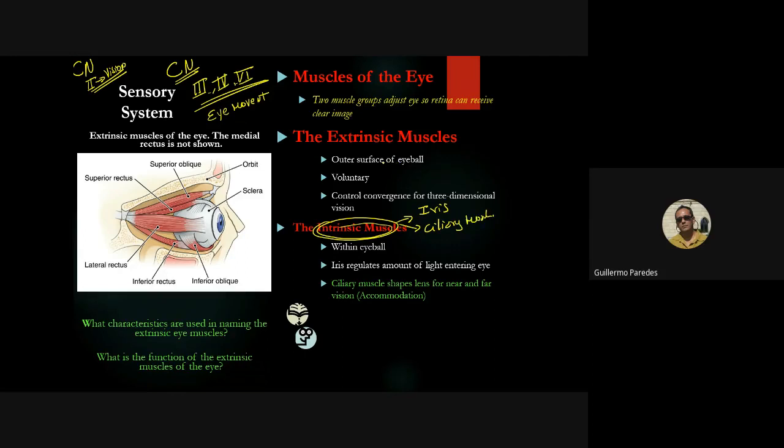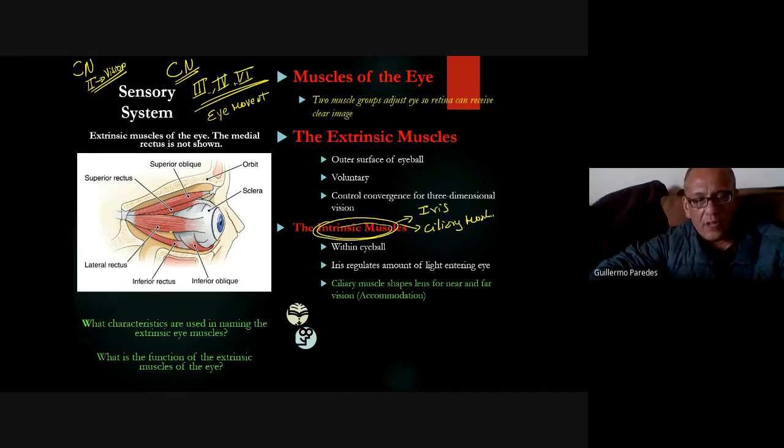And the extrinsic muscles are going to be these, which are attached outside of the eye. We have the superior rectus, etc. I don't want you to remember the names. Just remember that we have muscles that are going to move the eye in different directions. Those are the extrinsic muscles.